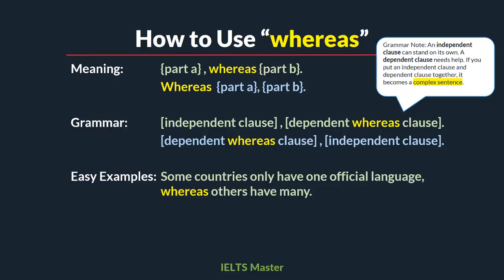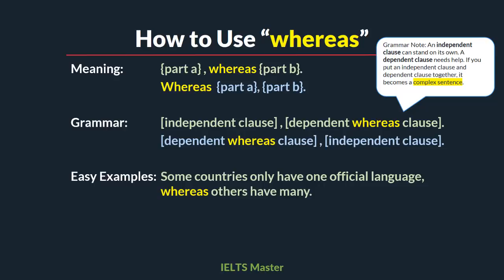We have some countries only have one official language, comma, whereas others have many. So this clause, some countries only have one official language. This is the independent clause. You can see the sentence is green. And up above in the grammar, we also have the green independent clause and dependent whereas clause. And up above, part A, comma, whereas part B. That's all the green. The blue is a separate one.